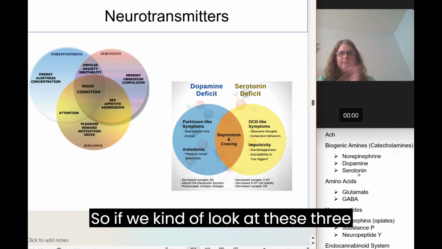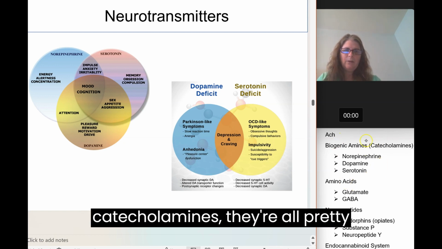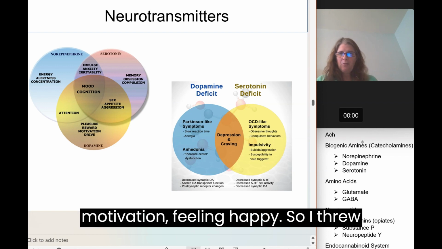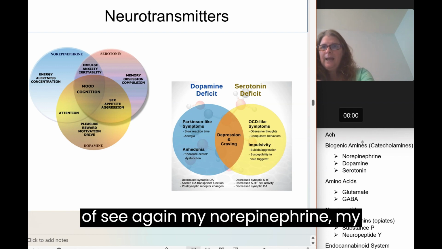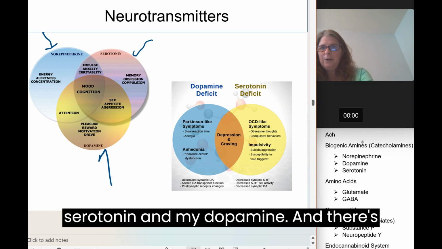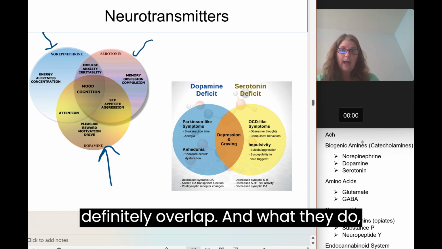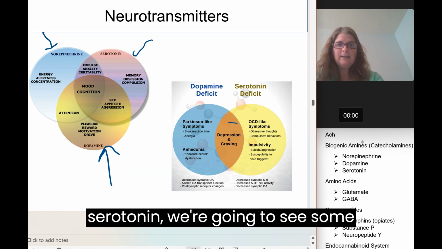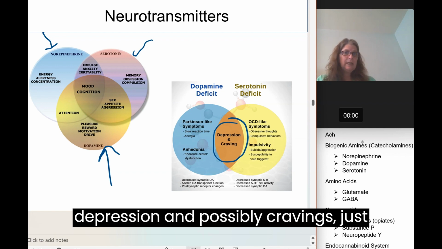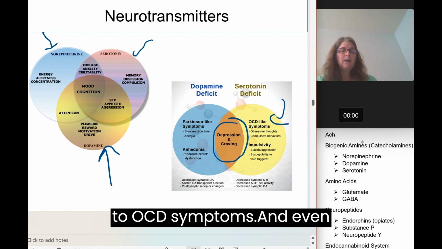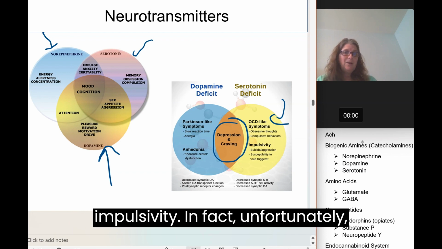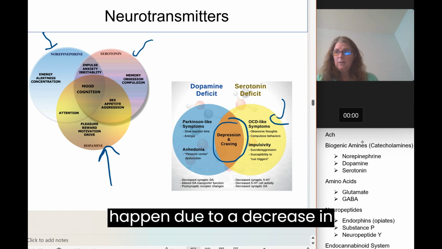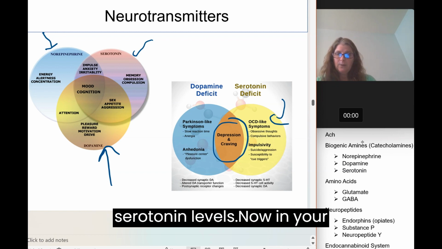So if we look at these three right here, we're looking at the catecholamines. They're all pretty important in being awake, alert, motivated, feeling happy. So I threw these pictures in here so you could see, again, my norepinephrine, my serotonin, and my dopamine. And there's definitely overlap in what they do. We do know if we're deficient in serotonin, we're going to see some depression and possibly cravings, just like dopamine, but it can also cause OCD symptoms and even impulsivity. In fact, unfortunately, suicide and suicidal thoughts could happen due to a decrease in serotonin levels.